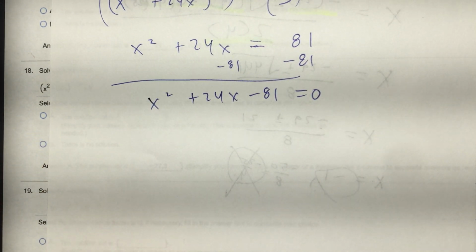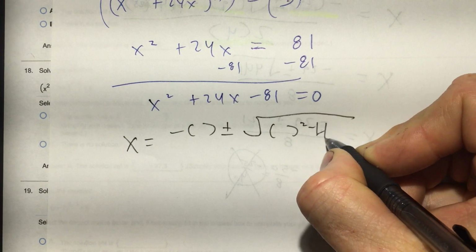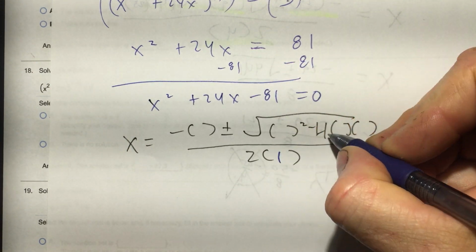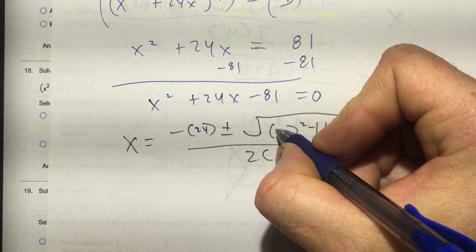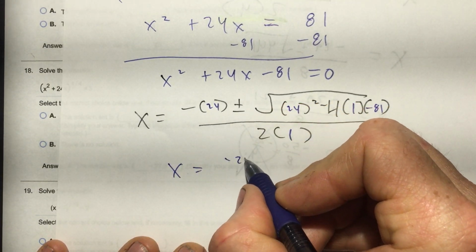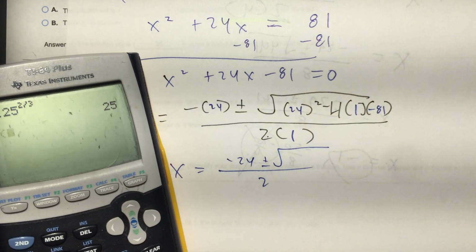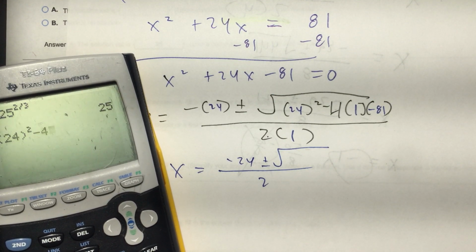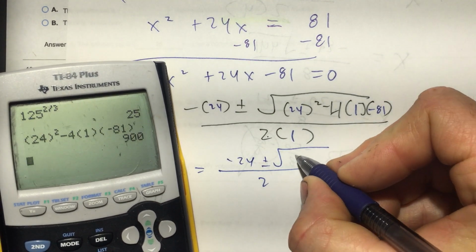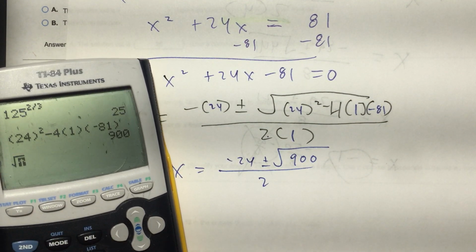All right, so here we go. X equals negative b plus or minus the square root of b squared minus 4ac all over 2a. All right, my a is 1, my b is 24, and my c is negative 81. Okay, x equals negative 24. 2 times 1 is 2 down here. And my radical, let's try to punch this thing in, 24 squared minus 4 times 1 times negative 81, 900. Okay, now the square root of 900, and we'll go ahead and hit that, 30.